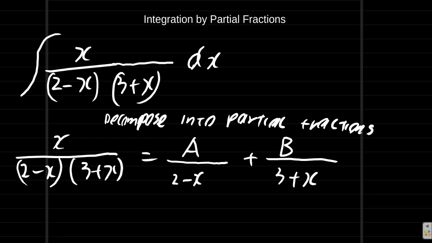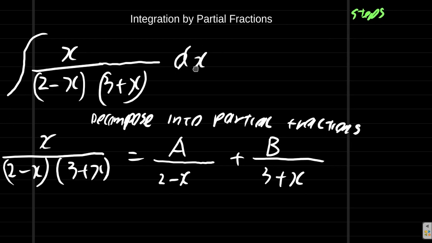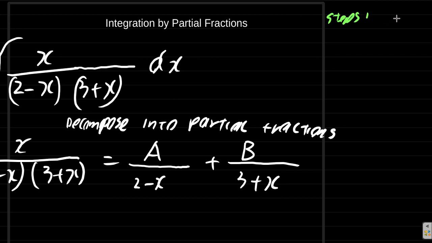Now, what do we do? All right, so first of all, we have steps when we deal with this kind of thing. What we do for step 1 is to have it in the form A over, say, x plus a, plus B over x plus b, whatever those are. You write it in the form A over one factor plus B over the other factor. All right?